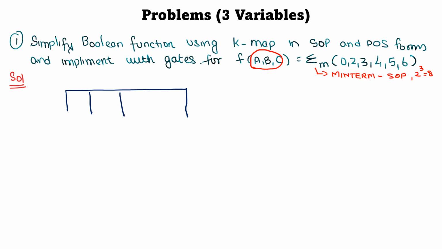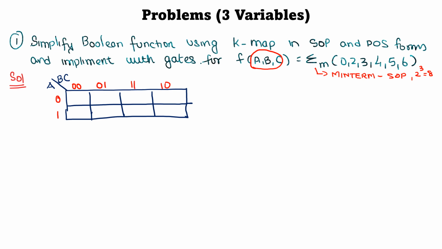1, 2, 3, 4 columns and 2 rows. So I represent this by my A and this by the 2 variables B and C. The 2 possible combinations with a single variable A are 0 and 1. Here the possible combinations with a difference of 1 bit are 00, 01, 11, 10.